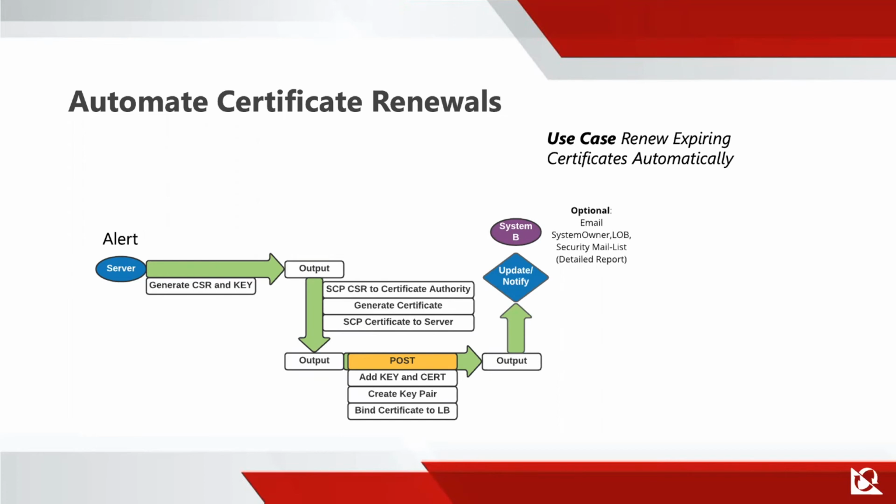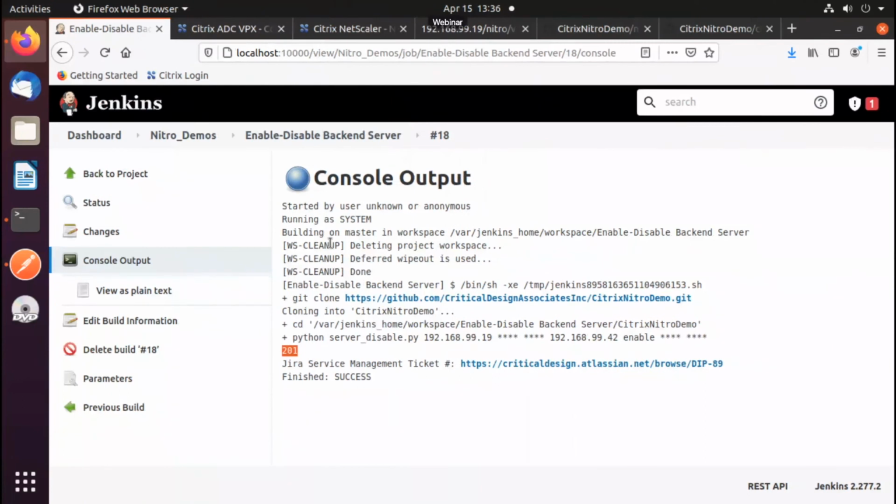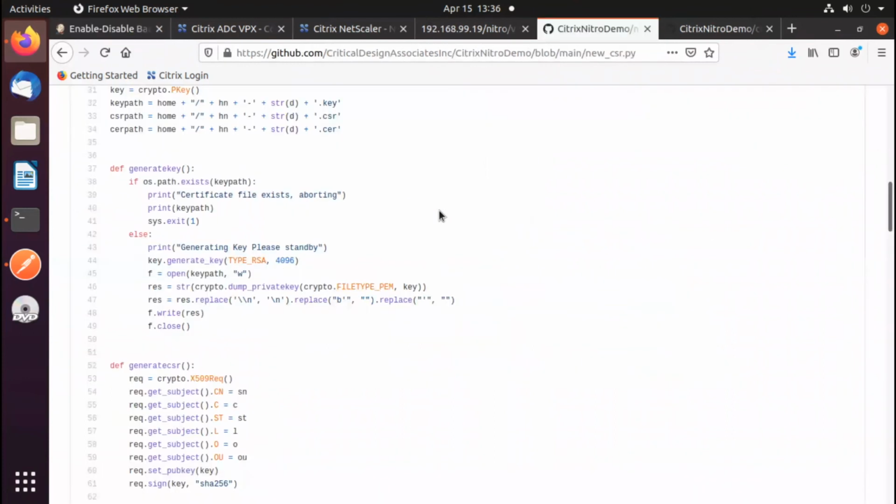So in our lab, we have our Jenkins server that is going to generate the CSR and key, and then it's going to copy it to the certificate authority, generate the certificate, copy the certificate back, and then we move the certificate and key to the NetScaler, create the pair, and then bind it to the LB server. Once our process is complete, we're going to create a ticket in Jira saying this was updated. So let's go ahead in here. A quick look at the code.